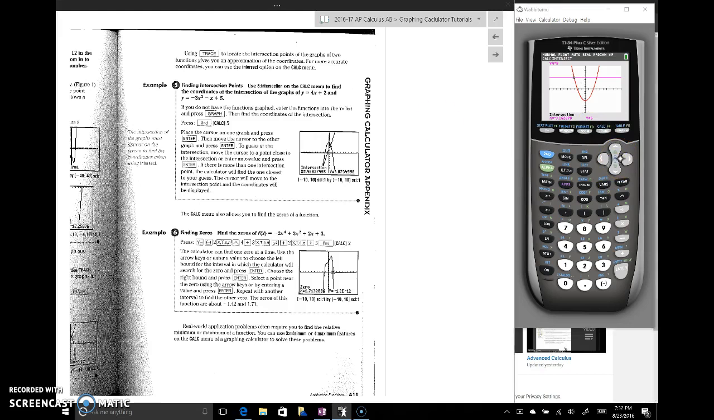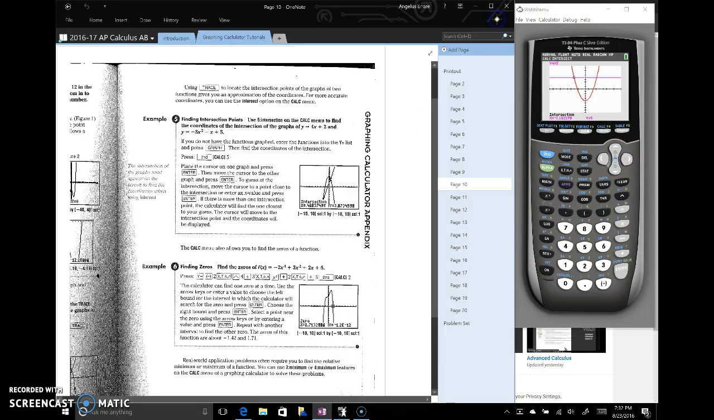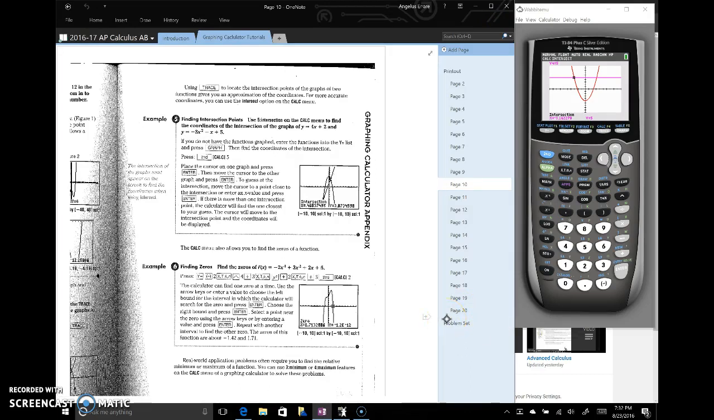You guys will notice in the OneNote that there's a problem set page here. And basically that's going to be problems for you guys to work on in class Wednesday and Thursday to practice what you've just watched. When you get done with that problem set, there'll be another video for some more practice with calculator usage for Friday.